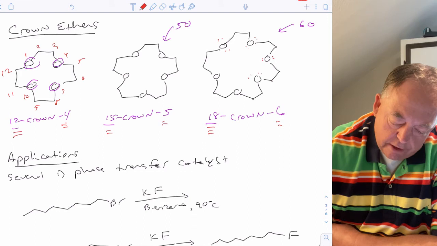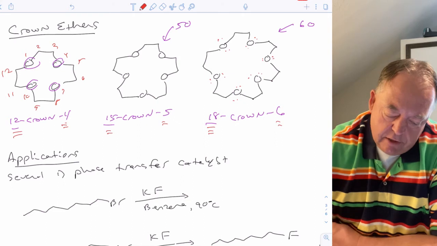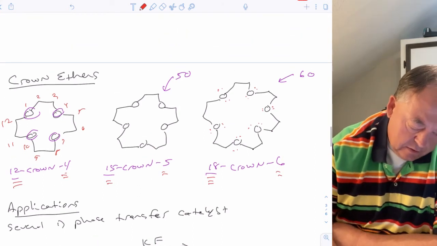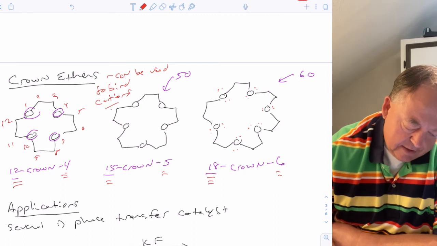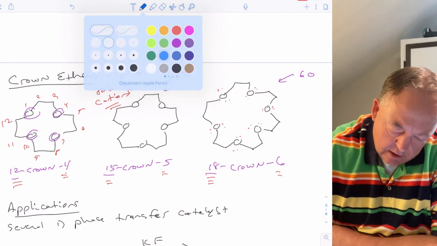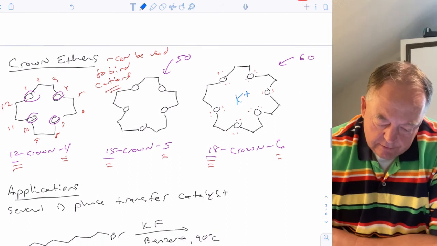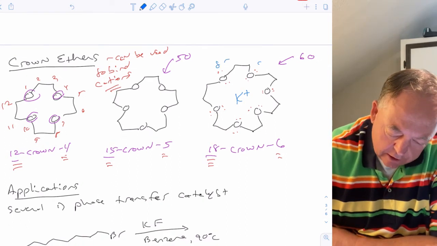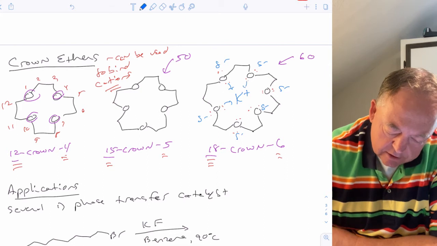So because this is in a ring, you have a lot of electron density in the ring, and so these can be used to bind cations. For example, 18-crown-6 will bind potassium ions. Because all the oxygens are partial negative with lone pairs of electrons, they can be used to coordinate to cations.